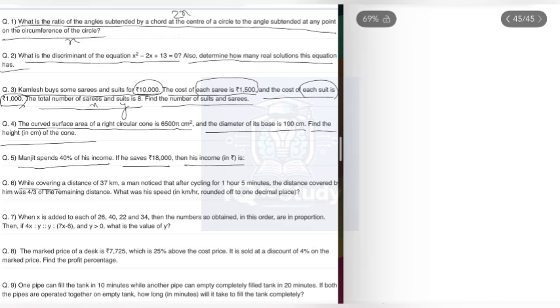While covering a distance of 37 kilometers, a man noticed that after cycling for 1 hour 5 minutes, the distance covered by him was 4 by third of the remaining distance. What was his speed in kilometer per hour rounded off to 1 decimal place?